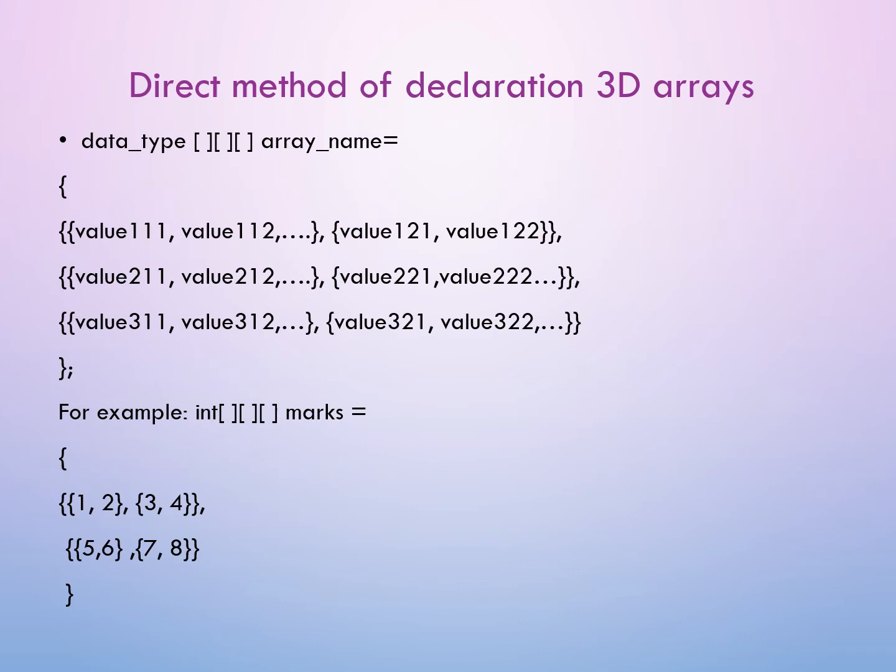Another method of declaration of 3D arrays is the direct method, which means we'll be first writing the data type and then 3 pairs of square brackets, then array name, and then we will be writing the value of each of the elements of the arrays directly there. For example, int and then 3 pairs of square brackets marks equals to curly braces and then again curly braces open, and then inside a pair of curly braces 1 comma 2, again inside the curly braces 3 comma 4 and etc.